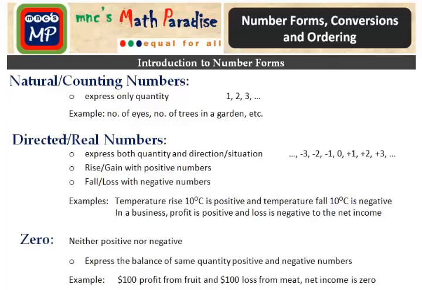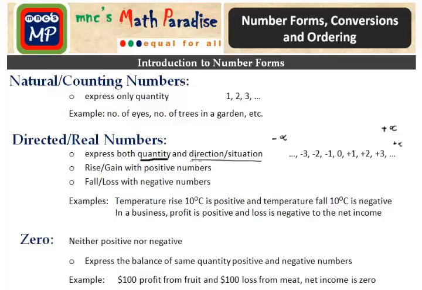Unlike natural numbers, directed or real numbers express both quantity and direction or situation. That means natural numbers only represent quantity. Directed numbers or real numbers express both quantity and direction or situation. Real numbers can be positive and negative. For example, positive 1, 2, 3 and so on, and negative 1, negative 2, negative 3 and so on. In this way, it will go up to positive infinity. Infinity is written as this, positive infinity, or in this way it will go up to negative infinity.